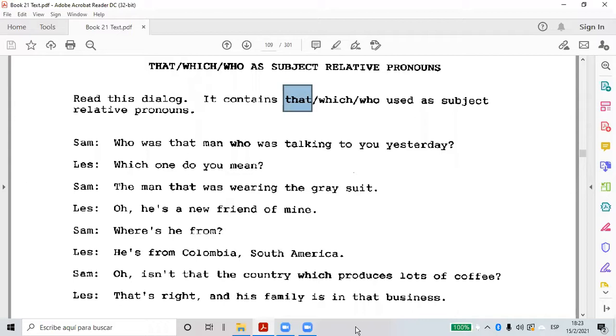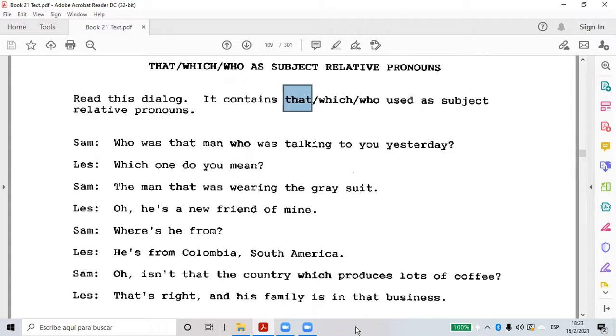Who was that man who was talking to you yesterday? Which one do you mean? The man that was wearing that great suit. Oh, he's a new friend of mine. Where's he from? He's from Colombia, South America. Oh, isn't that the country which produces lots of coffee? That's right, and his family is in that business.